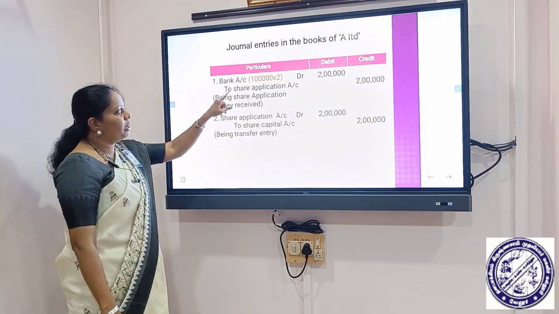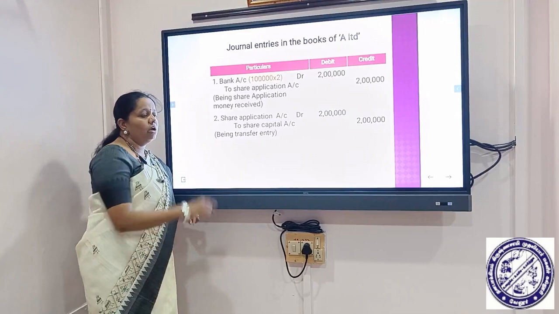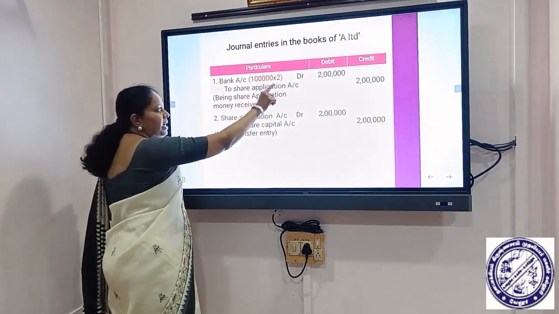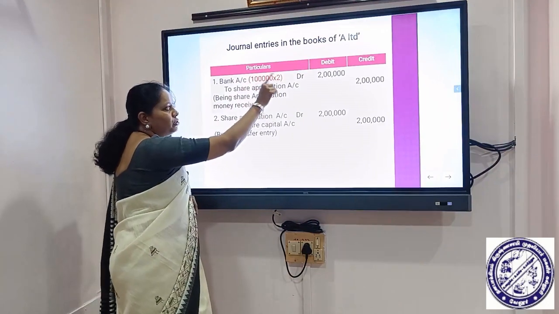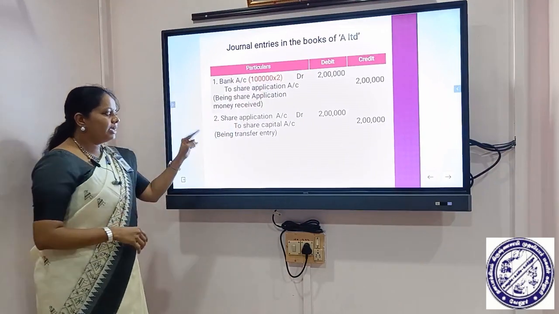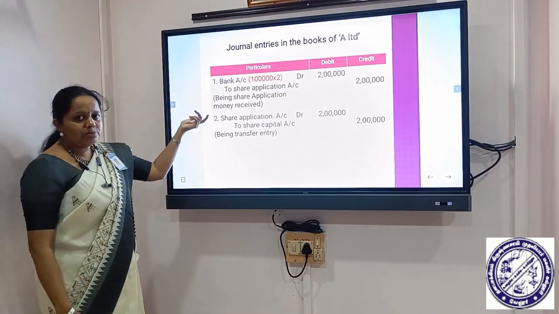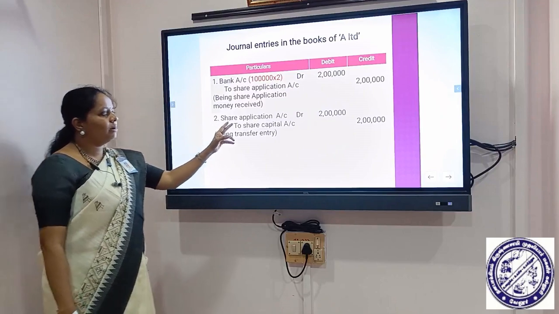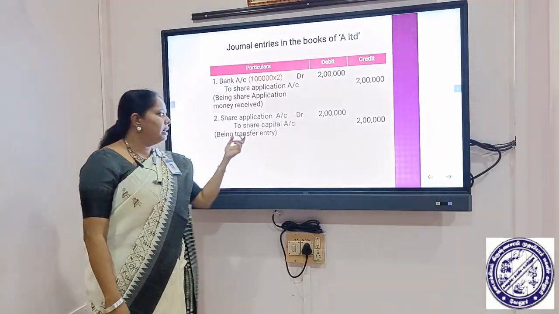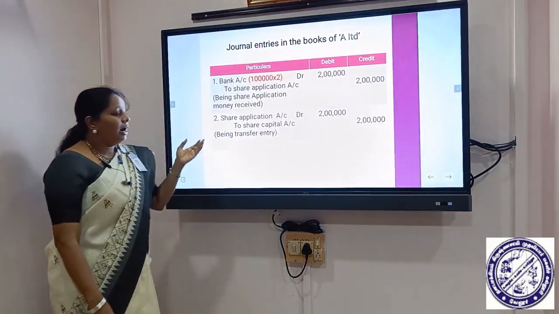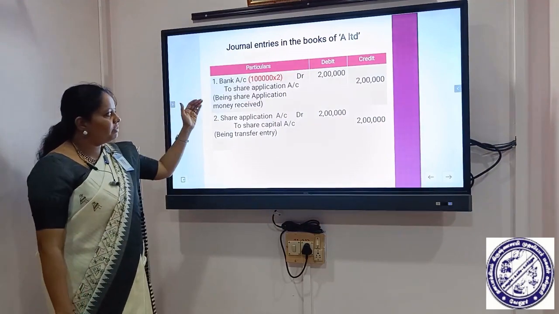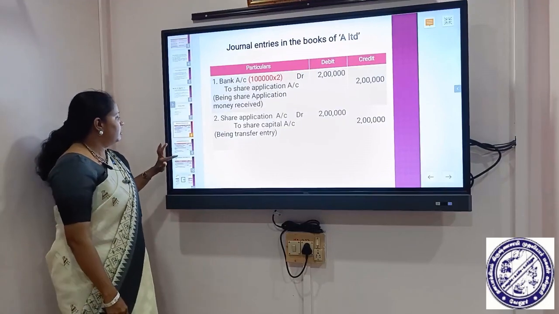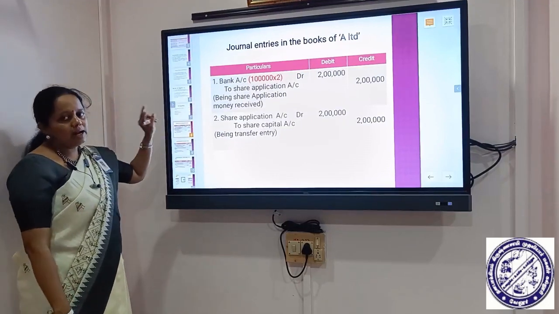So the first entry is bank account debit to share application account. How are we getting this 2 lakhs? The company is issuing 1 lakh equity shares and share application money is rupees 2, so 1 lakh into 2 will be 2 lakhs. And the second entry is the transfer entry. The application money that we have received, we will be transferring to share capital account. So share application account debit 2 lakhs, and to share capital account 2 lakhs. And the most important thing is that at the end of each entry you are supposed to give narration. So these 2 entries are regarding share application account.